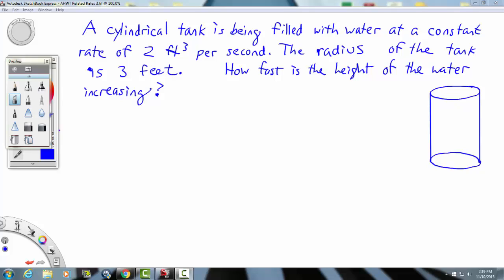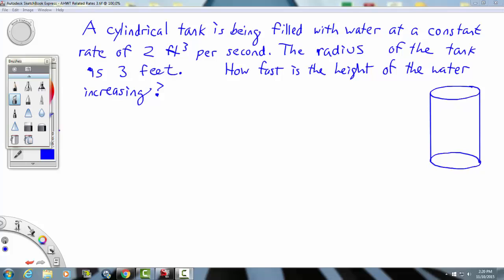Hey guys, we're going to walk through a related rates problem here. If you're in AP Calculus, you're probably being tortured by these right now. They are usually word problems. They are hard to set up because it's hard to figure out what you have and what you're supposed to do with it. I have a few easy steps that will help you guide yourself. They still take a lot of practice, but hopefully this will help you out.